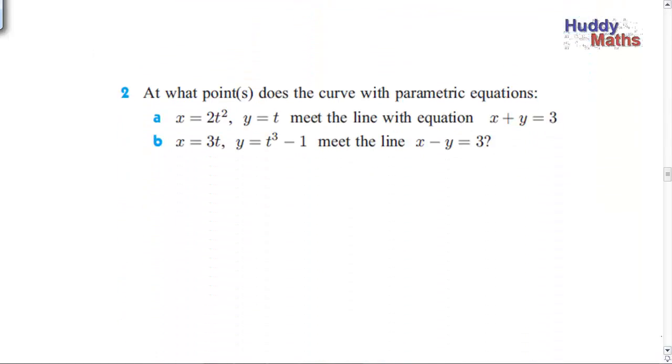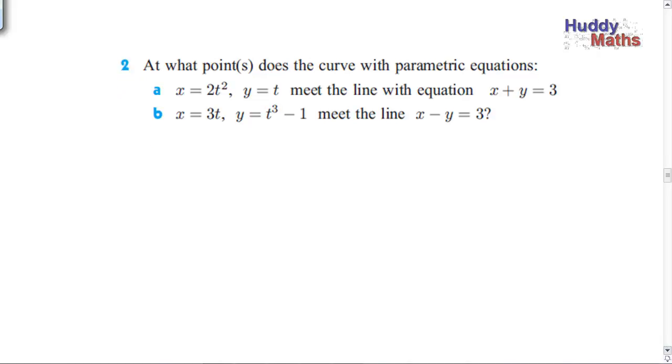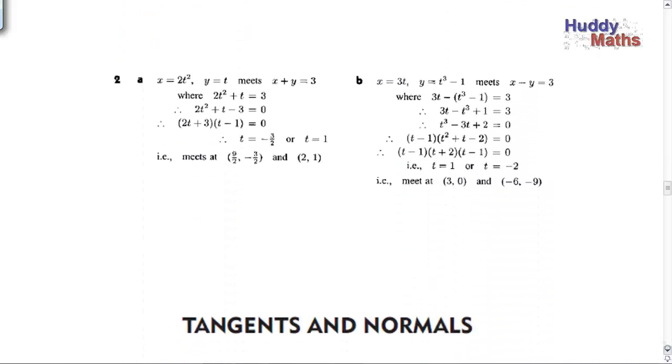So here's question 2. And question 2 is about combining the 2 systems and seeing if we can get points of intersection and so on. All right, have a go, and let's have a look at the solutions now. So that should be good.